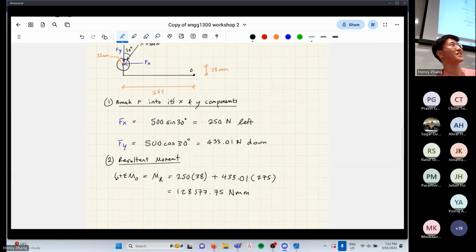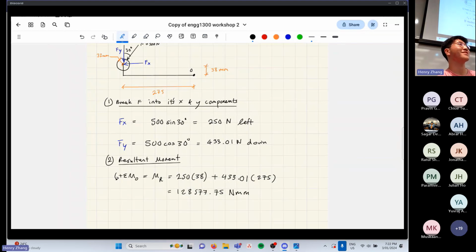Oh yeah, so question. Normally I do keep the lever arms in meters. I don't know why in my solutions I decided to convert it later.